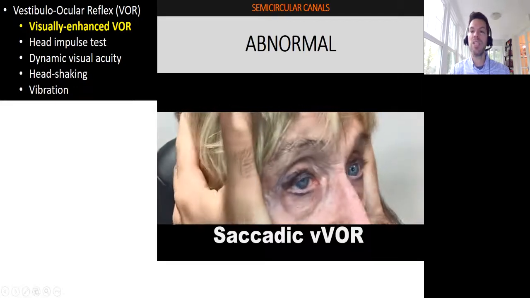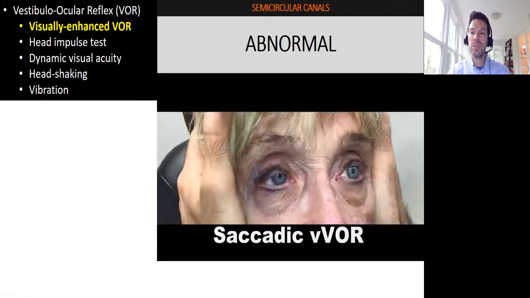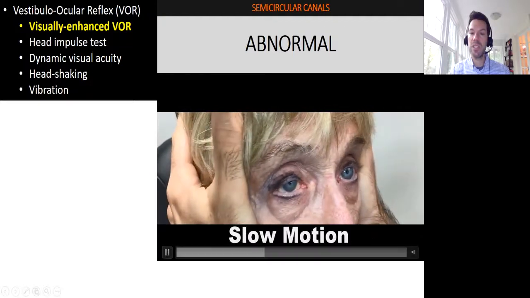This is an example of a saccadic VVOR. This is in slow motion. Slow motion also always makes these subtle findings easier to see.